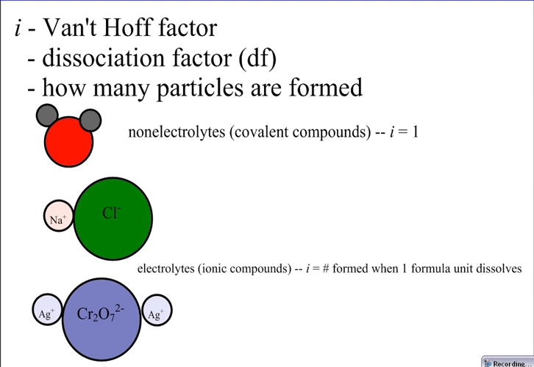Experimentally, the Van't Hoff factor is always less, especially in concentrated solutions. The more concentrated the solution is, the more likely a sodium and chloride ion can come closer together to be attracted to one another and form a bond. You'll have what's called ion pairing.